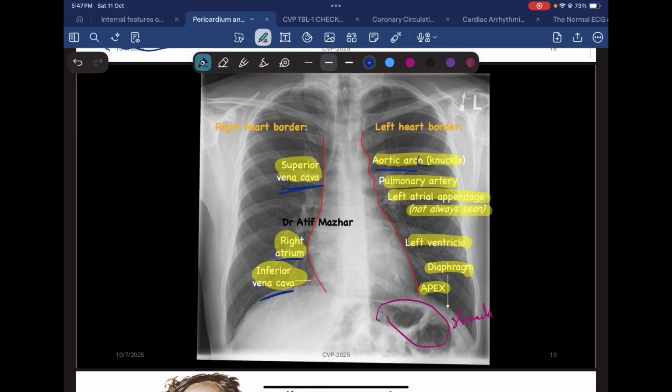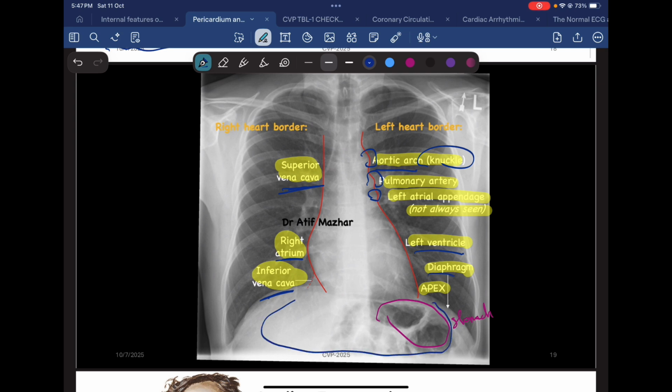Aortic arch is gonna look like a knuckle. So the first part of the knuckle is gonna be the aortic arch. Then right under it is gonna be the pulmonary artery. Then it's gonna be the left atrial appendage. It's not always seen, but it's right there. So if you see two parts of the knuckle, know that it's the aortic arch and pulmonary artery. Then you have the left ventricle, and then you have the diaphragm right under it.